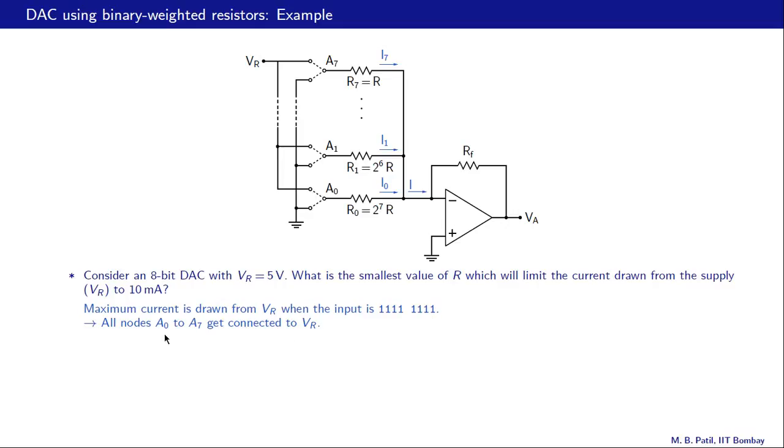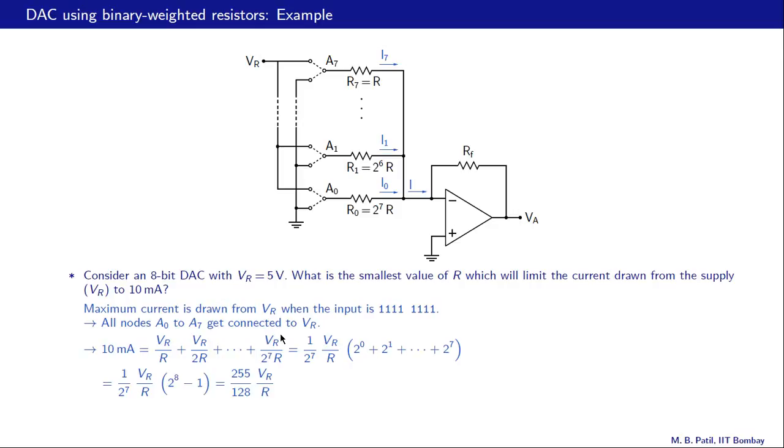That is, all nodes A0 to A7 get connected to VR. Alright, and that maximum current is restricted to 10 milliamps. So therefore we equate 10 milliamps to VR by R, that is the current through this resistance, plus VR by 2R, the current through the next resistance, and so on, all the way up to VR by 2 raised to 7R, that is this current. And we can take VR by 2 raised to 7R common and get 2 raised to 0 plus 2 raised to 1 plus 2 raised to 2, etc. up to 2 raised to 7.